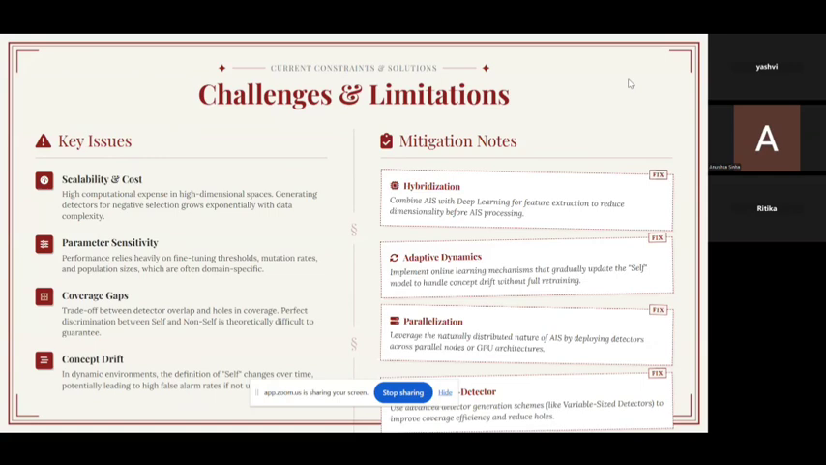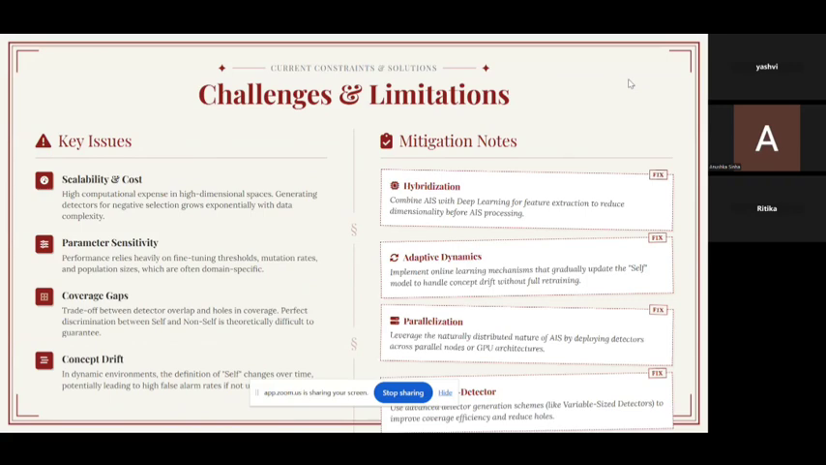Second is parameter sensitivity. AIS performance depends heavily on choosing the right parameters like mutation rate, thresholds, and population sizes. These can vary across domains. Third is coverage gaps. There's always a trade-off between having too much overlap or having gaps in detection. Achieving perfect separation of self and non-self is very difficult.